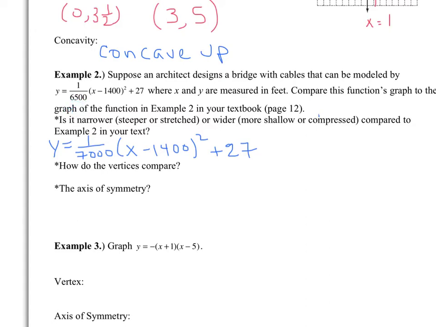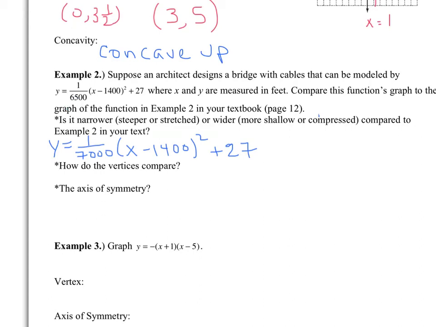So rereading the question, is this example that we have written down narrower or wider than example 2? We would say that it is actually narrower, meaning it's steeper or stretched or skinnier, however is easiest for you to understand.